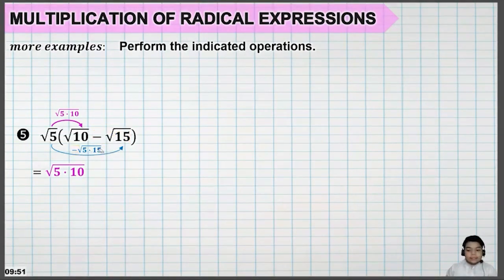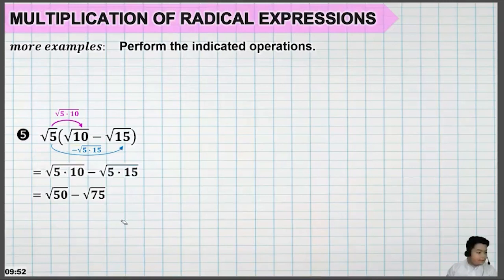So, in this case, kopyahin din natin yan. Lagay natin dito. Nakita nyo? Ayan yung magiging itsura ng buong expression natin after distributing square root of 5. Then after that, we just need to simplify by multiplying 5 times 10 and then 5 times 15, which will give us square root of 50 minus square root of 75.